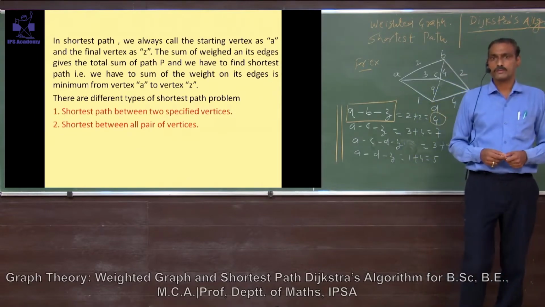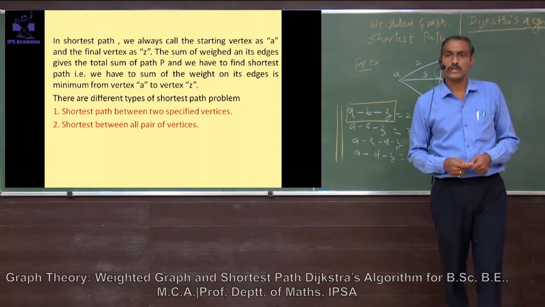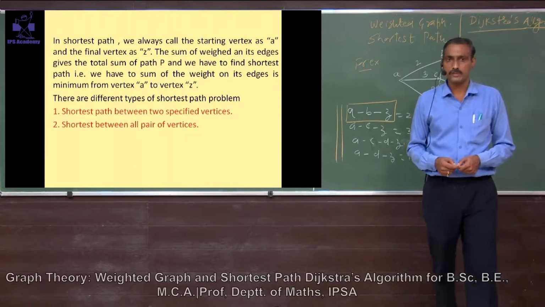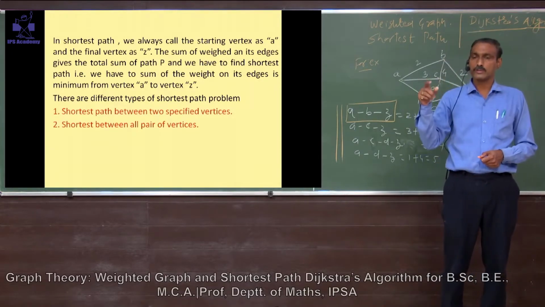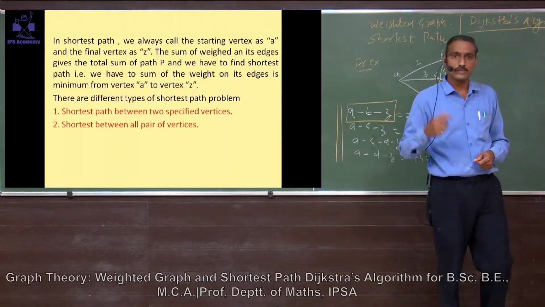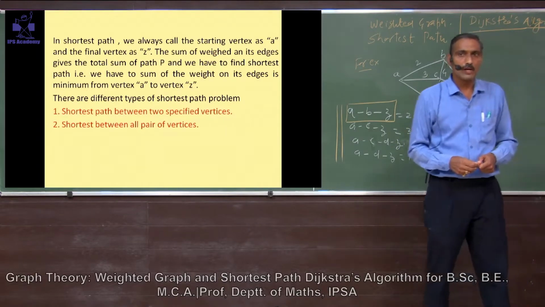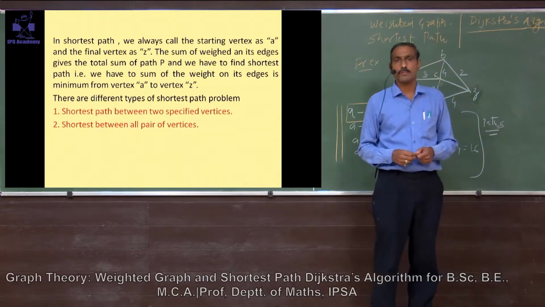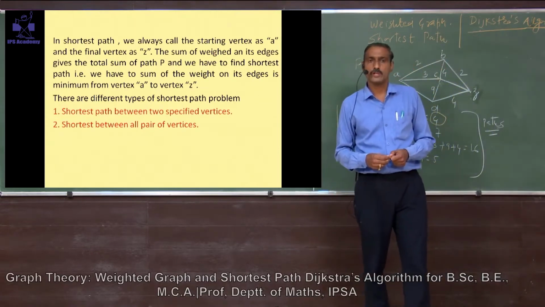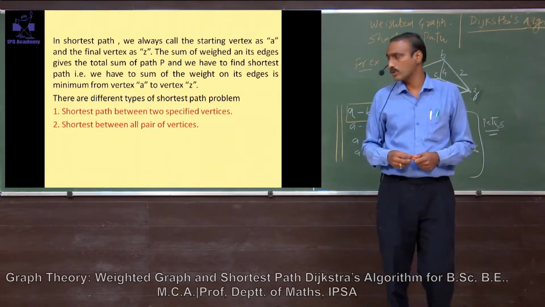In shortest path, we always call the starting vertex A and the final vertex Z. That means we have to start the path from A and we have to end at Z. The sum of weights on its edges gives the total weight of path P, and we have to find the shortest path.